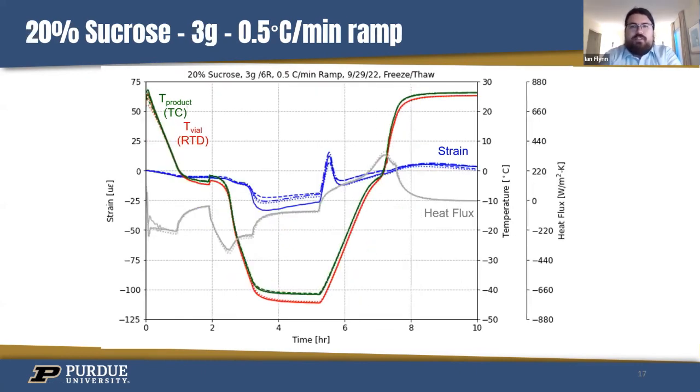Also want to show that this data is very repeatable. So this is multiple runs with the exact same mass, so same volume of the same solution, with as many variables held constant as we could. And we see that for these 20% solutions, there's basically the exact same profile for all of them.